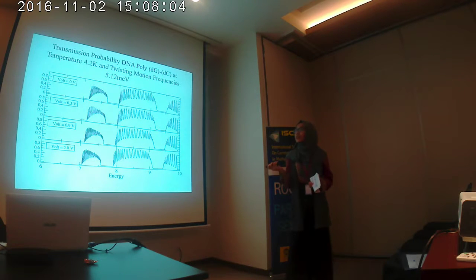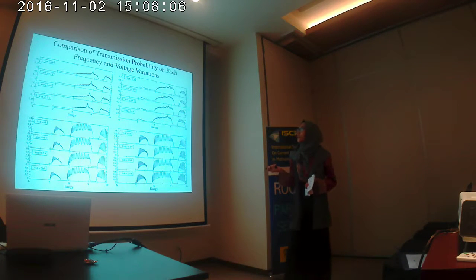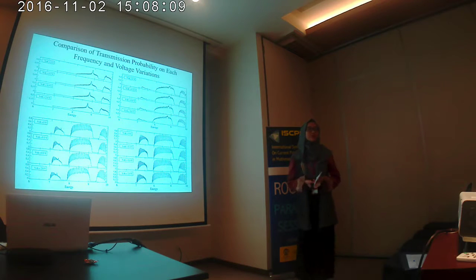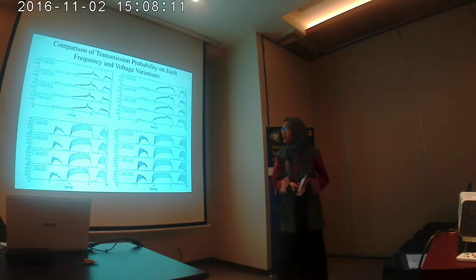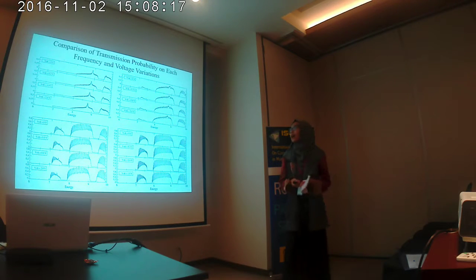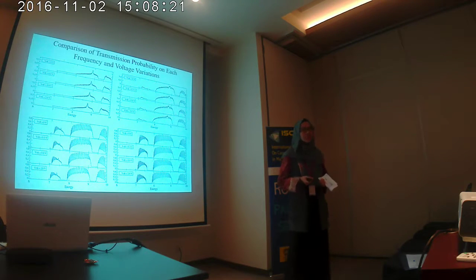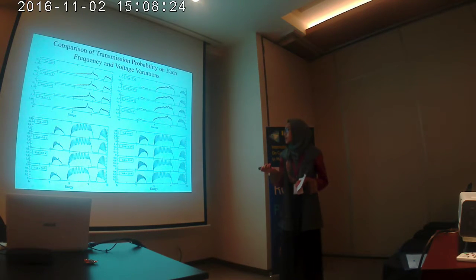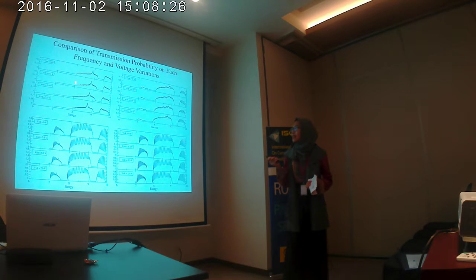To make it clear, I made these comparisons of transmission probability for each frequency and voltage variation. We can see that as the twisting motion frequency gets higher, the transmission probability also gets higher. And with increasing voltage, the extended band shifts to the left, to the lower energy level.